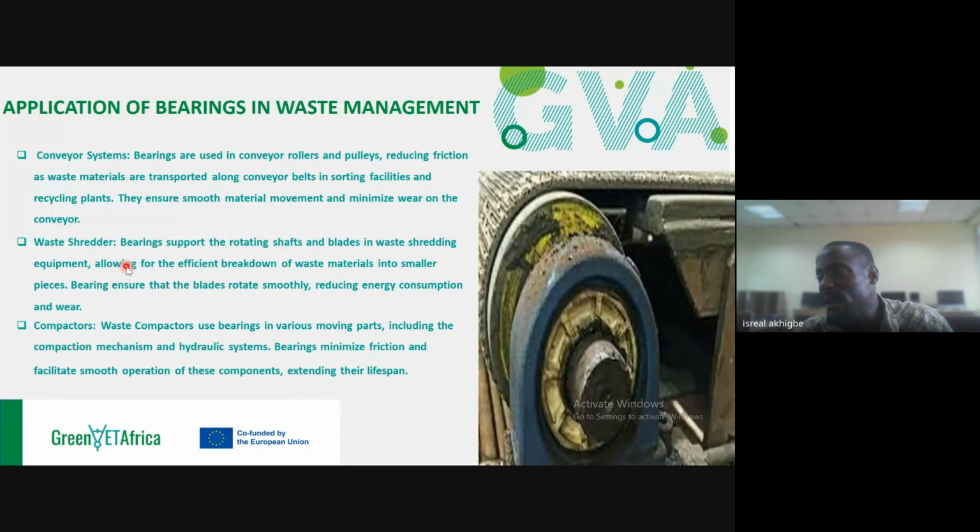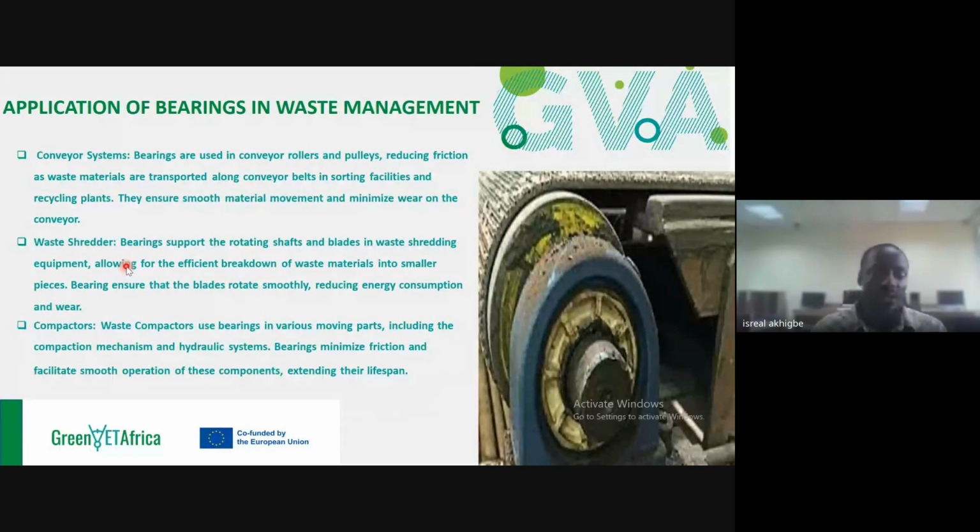Now, application of bearings also in waste management. Remember, I already said that transmission components will need bearings. So anywhere there are transmission components, there are bearings. In all the applications I've mentioned before, where we transmit motion, you will find bearings. In conveyor systems that convey waste in waste management, you would always find bearings. They are used in conveyor rollers and pulleys, reducing friction as waste is being transported along the conveyor belt in sorting facilities and recycling plants. They ensure smooth material movement and minimize wear on the conveyor.